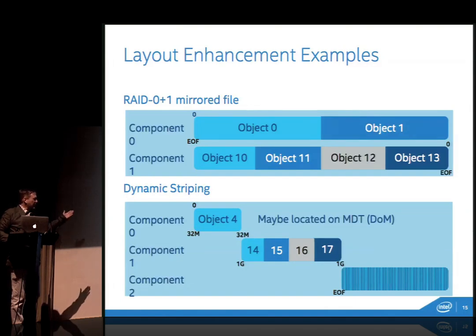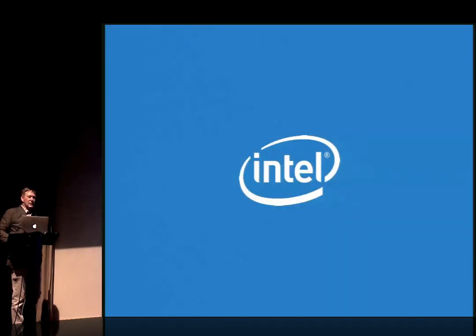Similarly, with dynamic striping, you start off with one object. Maybe once you hit 32 megabytes, you get 4 stripes. And once you're past a gigabyte, you stripe over every OST that you have until the end of the file. And I think that's it.